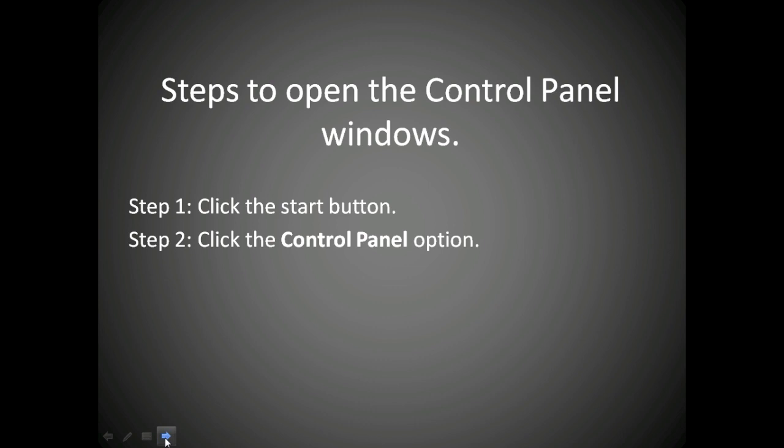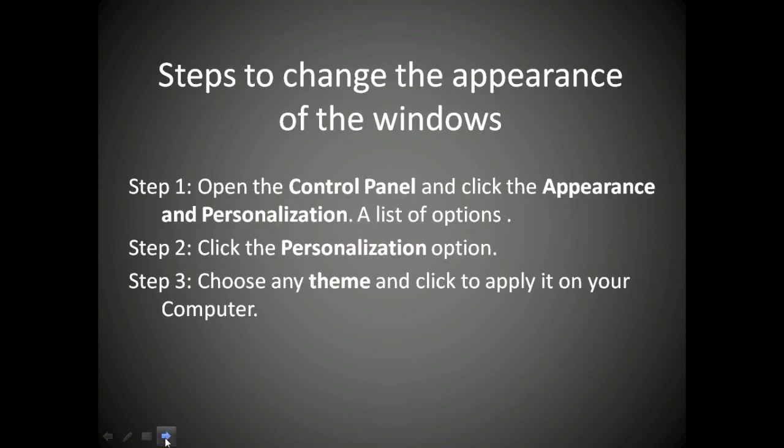So children, next we have steps to change the appearance of the windows. Appearance means the design, the look. We can change the design, the look of our windows. But how do we change it? First of all, we have to open the control panel. Just now I have told you how to use the start button, then you get the control panel. Once you open the control panel, inside that you get one option, appearance and personalization.